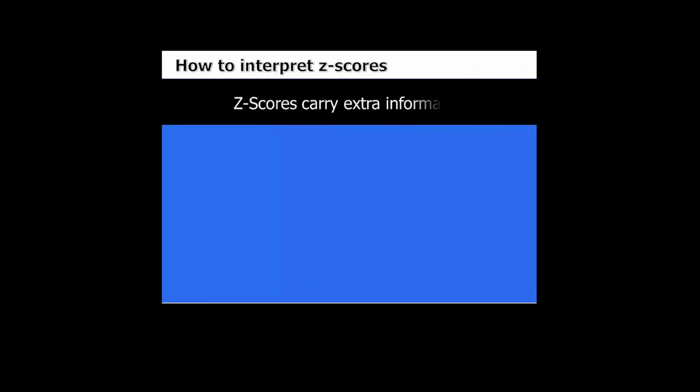Why go to all the trouble of converting raw scores into Z-scores? The reason is that Z-scores carry extra information. Because a Z-score represents the number of standard deviations from the mean, it tells you something about an observation that is not evident from the raw score alone.